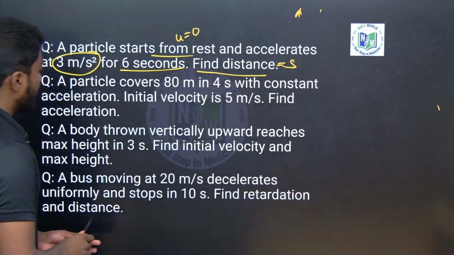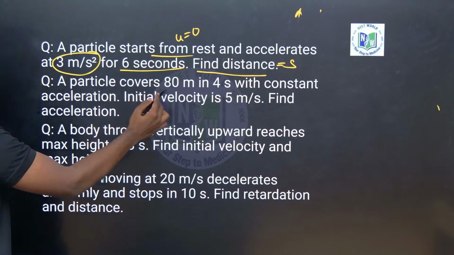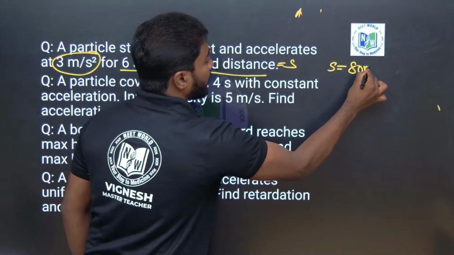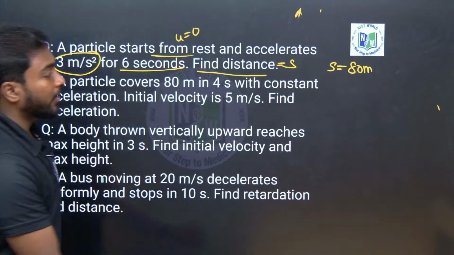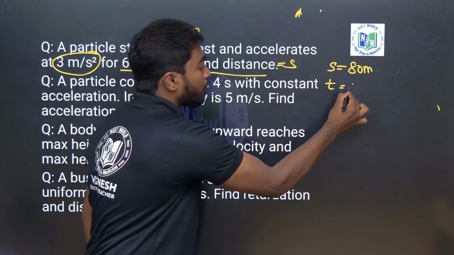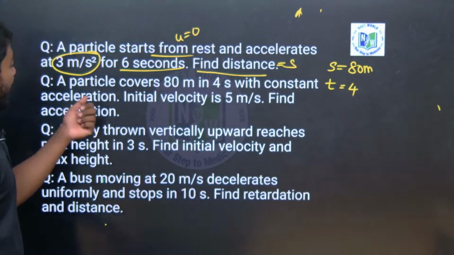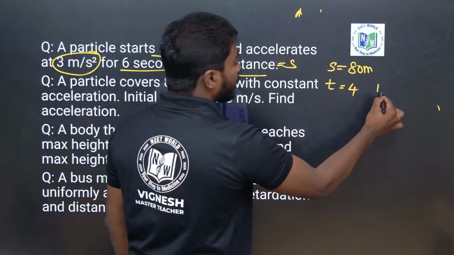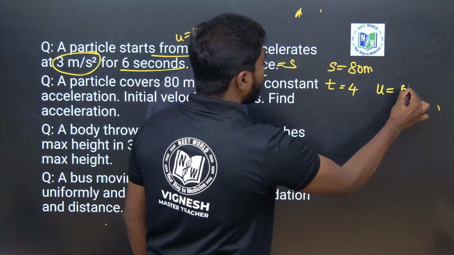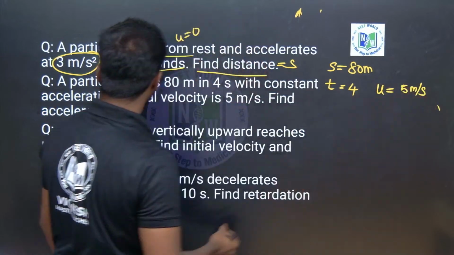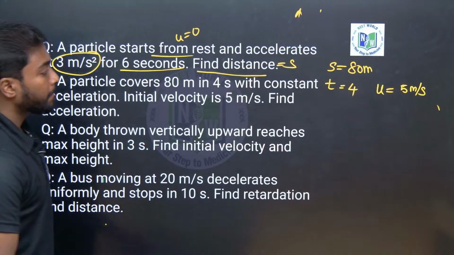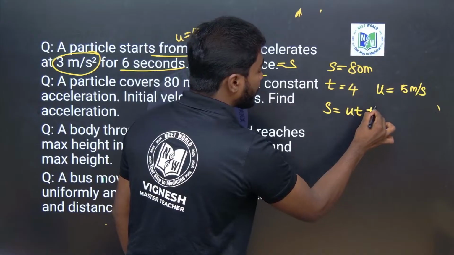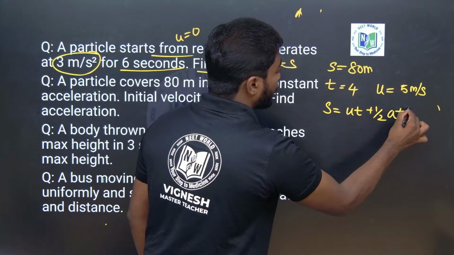So a particle covers 80 meters, S equals 80 meters, in 4 seconds, so t equals 4, with a constant acceleration. The initial velocity is given as 5 meters per second. Find the acceleration. What is the equation? S equals ut plus half at square.